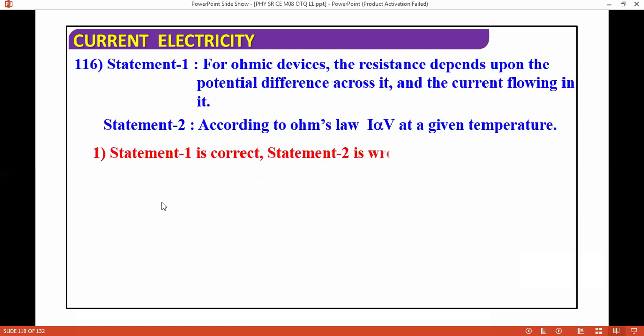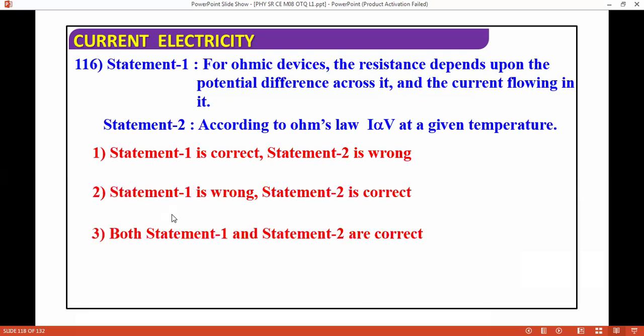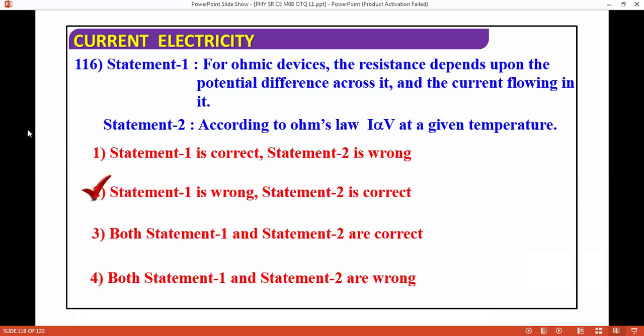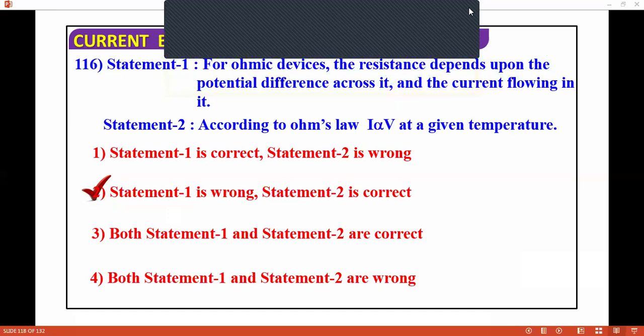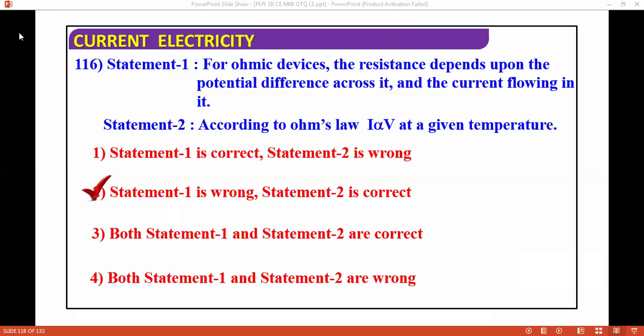For ohmic devices, the resistance depends upon the potential difference across it and the current flowing in it. According to Ohm's law, I is proportional to V. Here all the students make mistakes: for an ohmic device, resistance depends upon the potential difference across it. Nonsense, a blunder. And this is the correct notion.